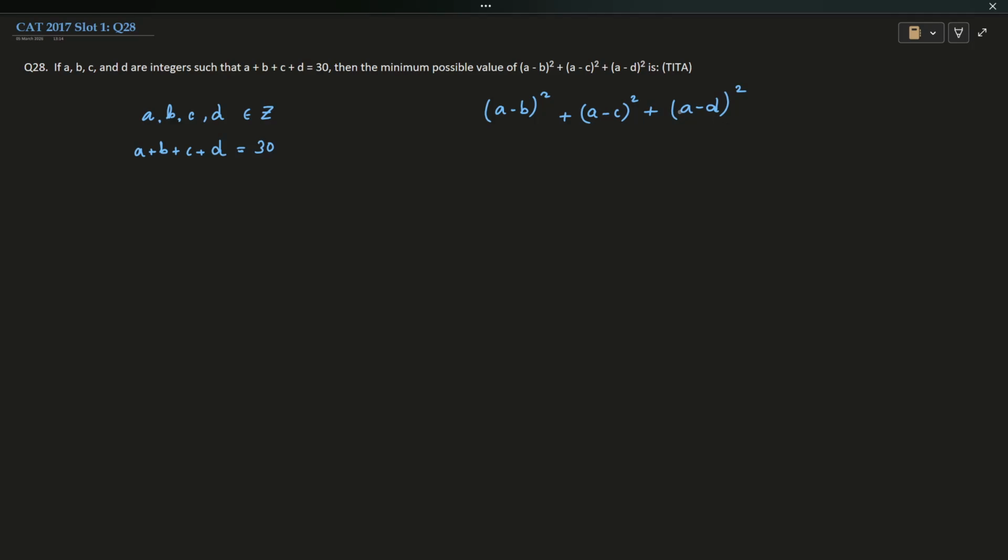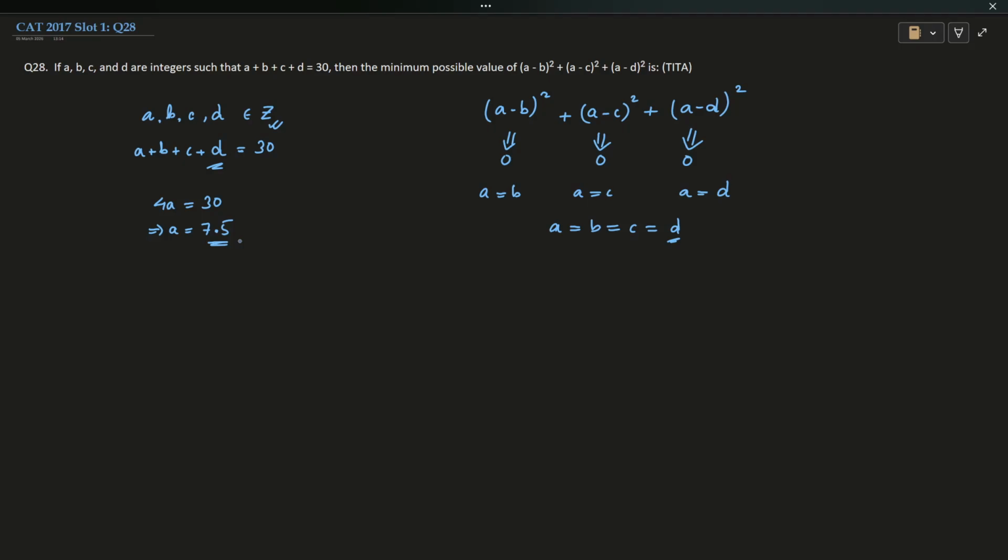If the minimum possible value is 0, that means this is 0, this is also 0, this is also 0, right? That means a equal to b, a equal to c, a equal to d, or I can say a equal to b equal to c equal to d, right guys? Now let's see if this satisfies these conditions. If I substitute everything as a, I get 4a is equal to 30, or I can say a is equal to 7.5, right? But we are told that a, b, c, d all are integers. That means a cannot be 7.5, right?